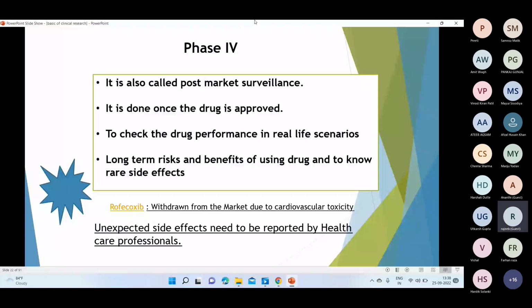I'll give you one example. There is one drug, rofecoxib. It's a painkiller drug. It was withdrawn from the market due to cardiovascular toxicity. This toxicity was not observed in the clinical trial setting. When the drug was launched in the market, people were getting heart failure because of consumption of this drug. So it was observed in phase 4 clinical trial. So you can understand why phase 4 is very important.